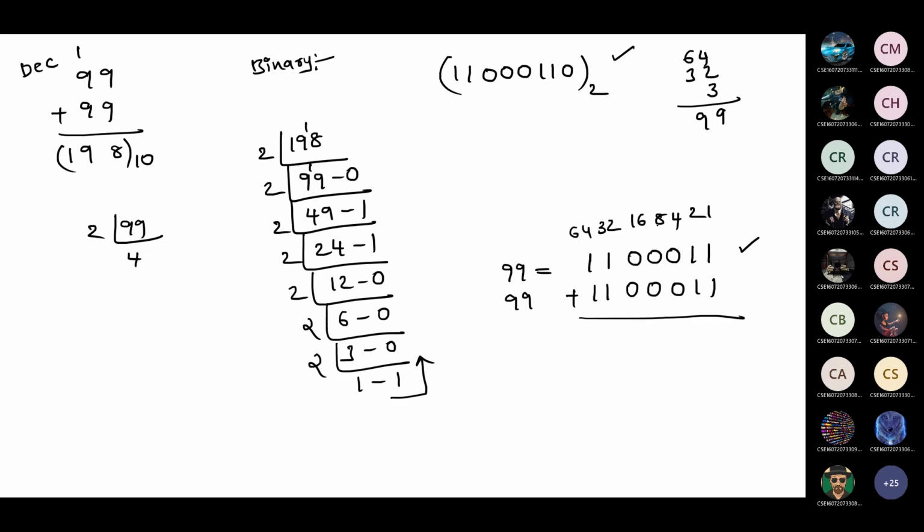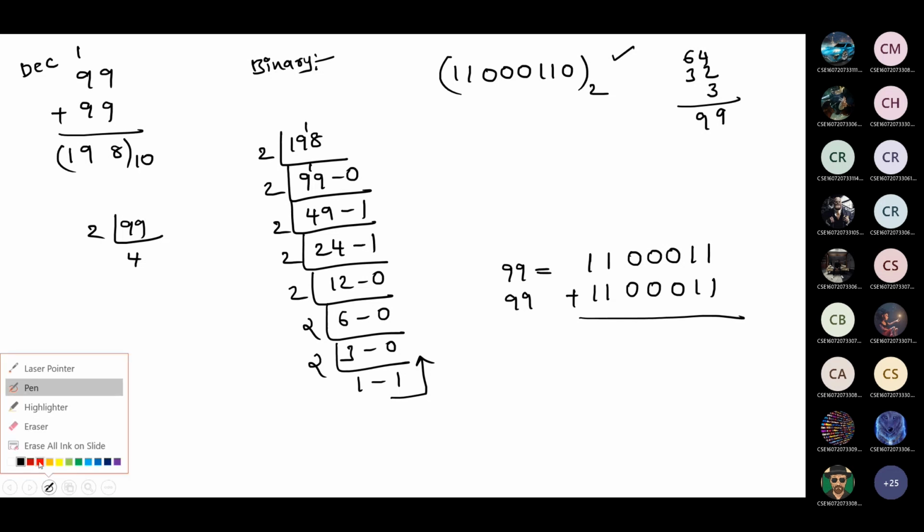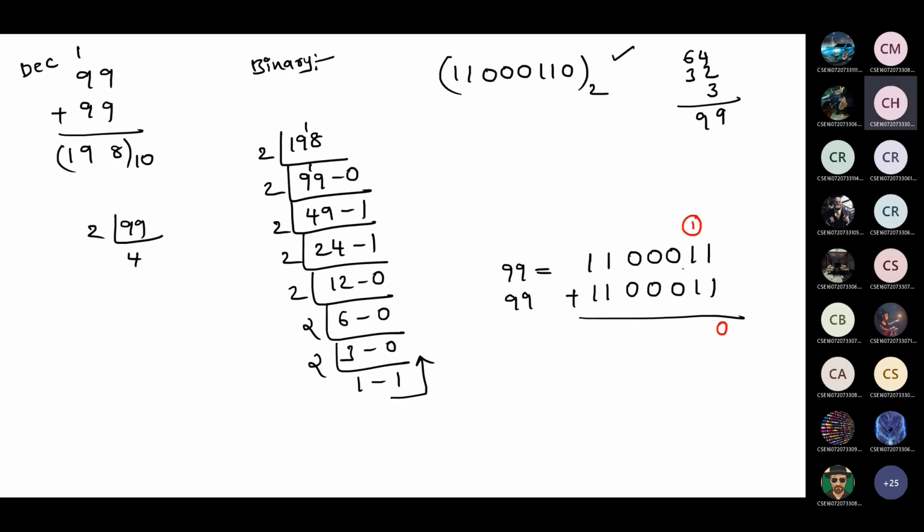Now let me add this. So 1 plus 1, how much? 1 plus 1 is 2. So it should be written as carry 1, sum 0. Next, 1 plus 1 plus 1, how much? 11, sir. Sum 1, carry 1. So carry 1, sum 1.